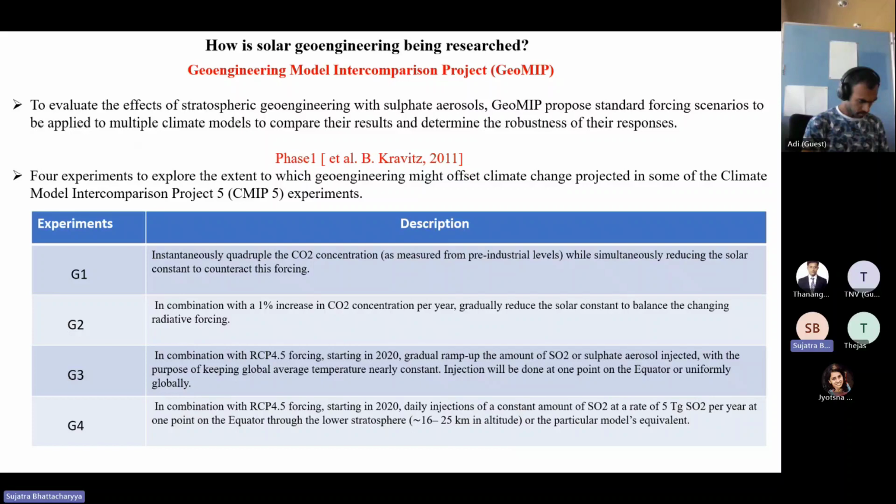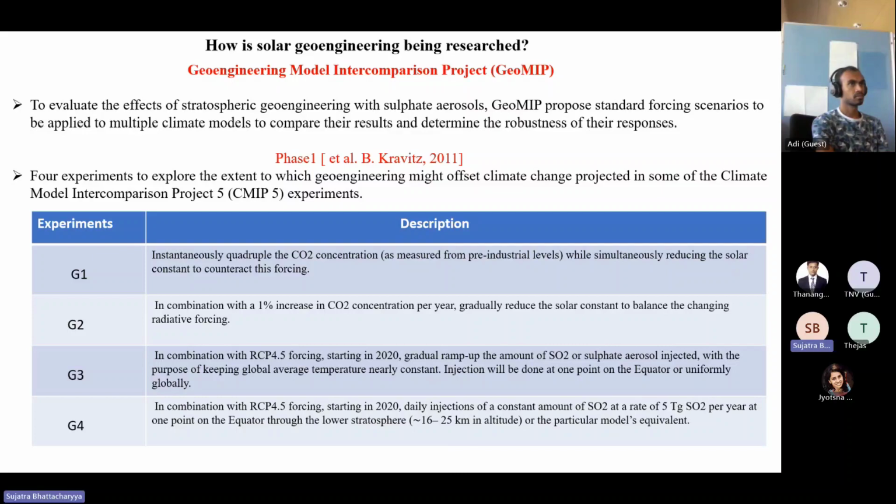Next is, how is solar geoengineering being researched? There is a lot of research going on in geoengineering. But here I take one of them, in which they use CMIP5 models, 20 model ensembles, and take the averages of all the models. This is called the Geoengineering Model Intercomparison Project. This project goes on in many phases. In one phase, they conduct four model simulations. The experiments are named G1, G2, G3, and G4.